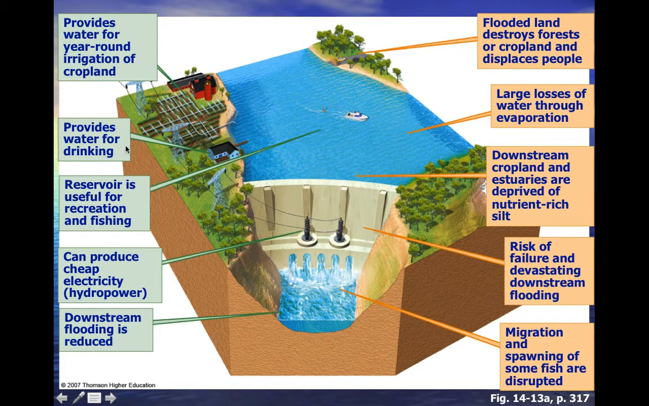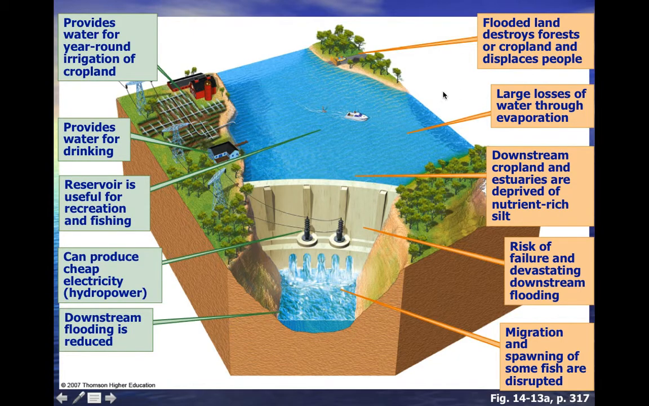They provide plenty of drinking water. They create this huge reservoir right here that provides recreation. The hydroelectric power is created right here by gravity fed down, turning the turbine. And it does reduce the amount of flooding downstream because you're slowly releasing the water and not having it come out at one big time.